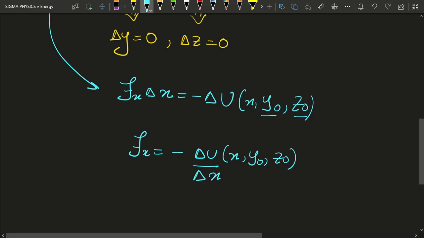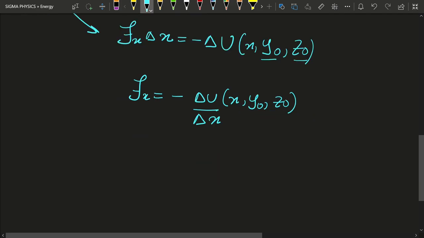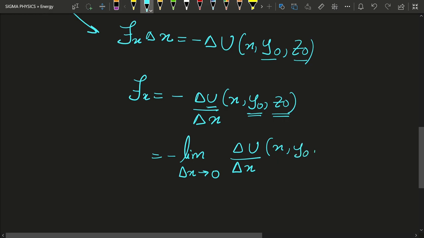Now over here, I want you to notice a very interesting thing. From my previous videos, every time we had something like this, we would take the limit delta X tending to 0 and convert the differences into derivatives. But over here, notice that this potential energy is also a function of Y and Z. But we have held Y and Z constant and allowed the displacement of the particle to be only along the X direction. And hence, let me take the limit first. There was a negative sign, limit delta X tending to 0, delta U upon delta X of X, Y naught, Z naught.